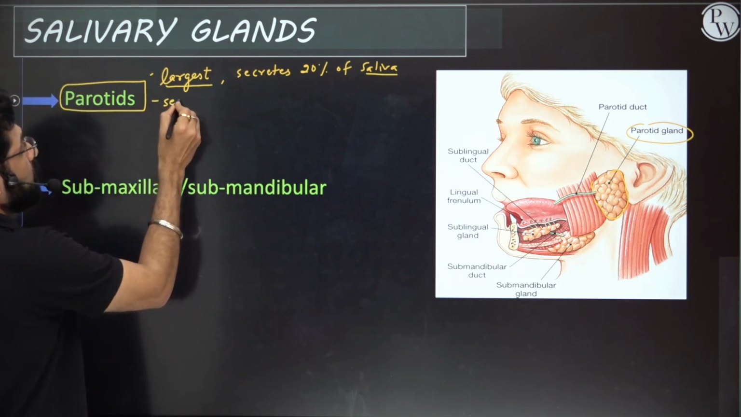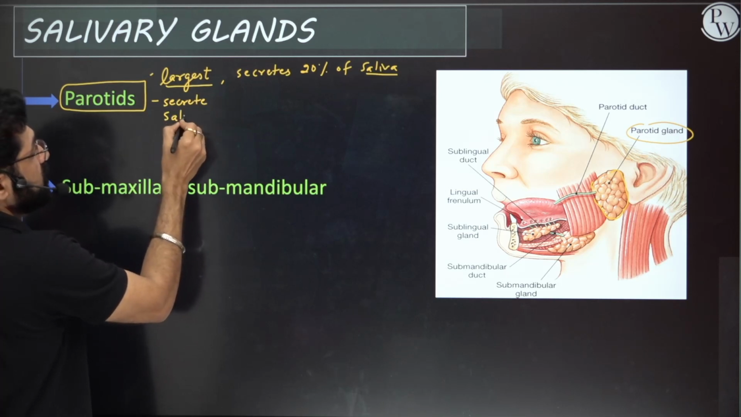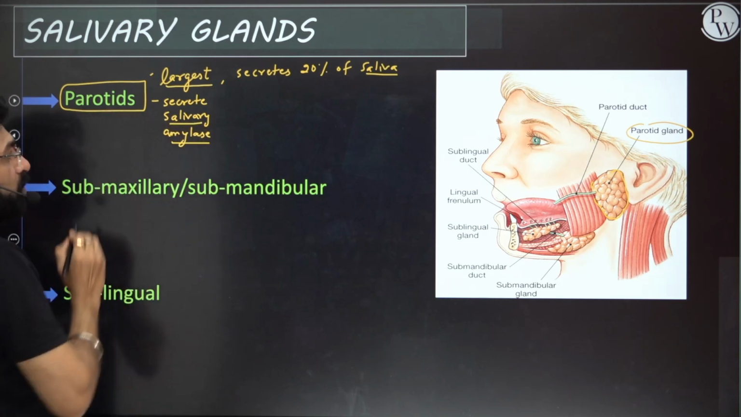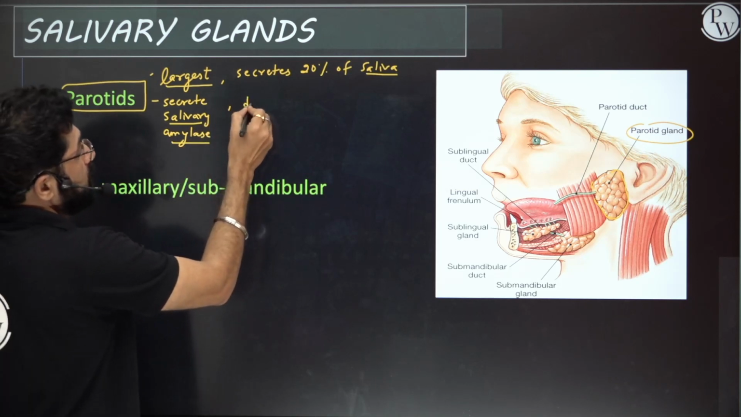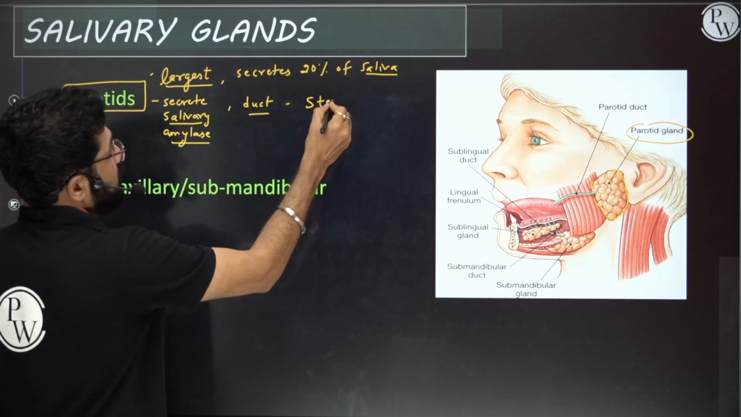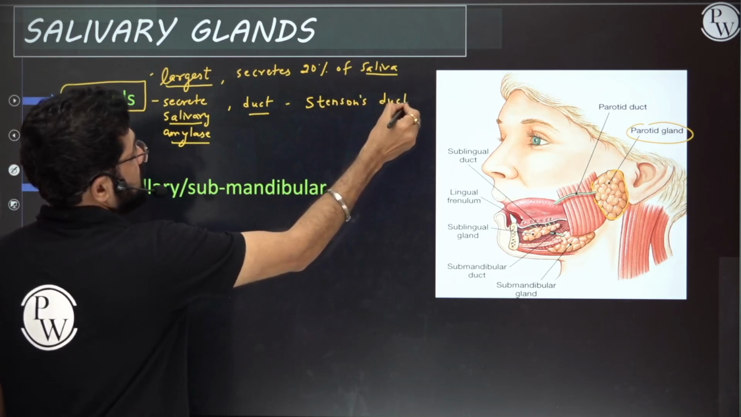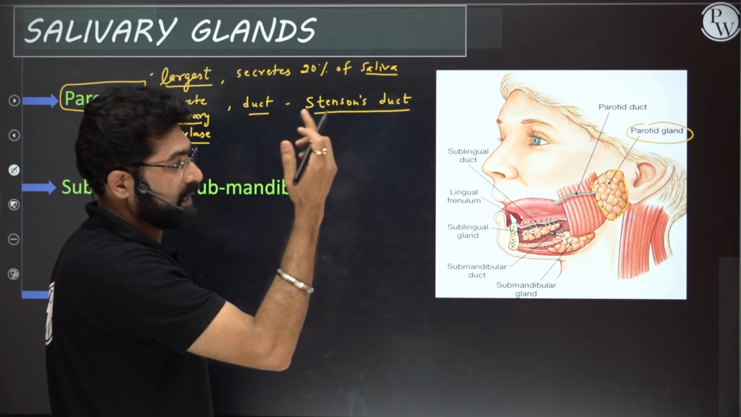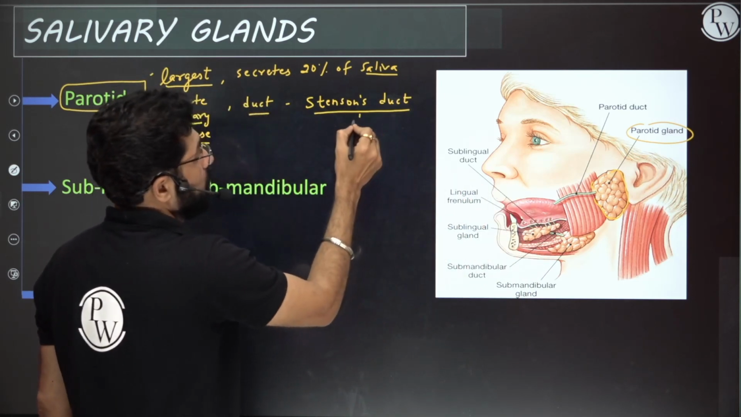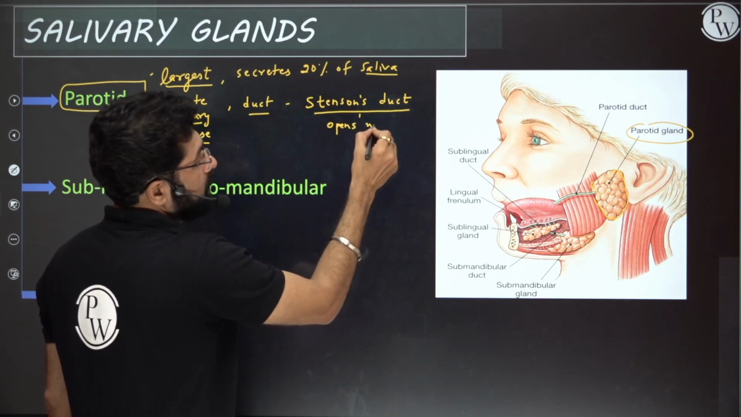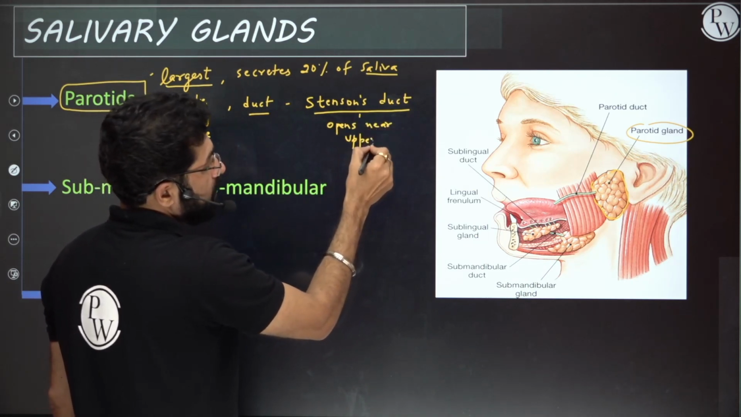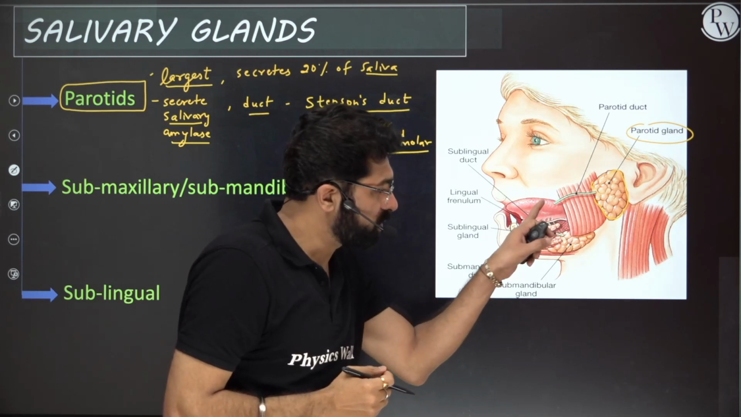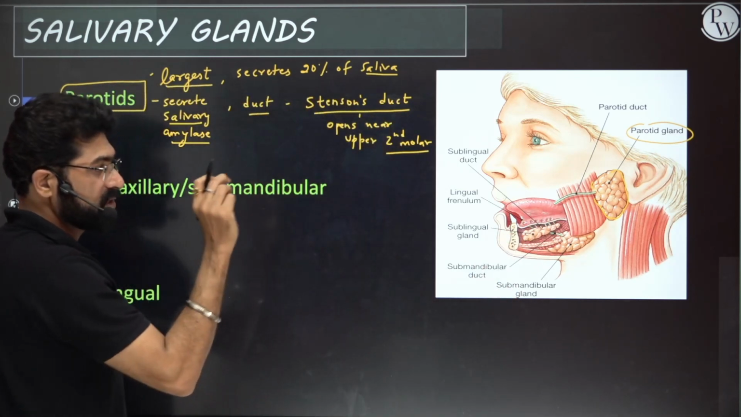The parotid gland secretes salivary amylase, or ptyalin. The duct associated is Stensen's duct. Stensen's duct carries the secretion of the parotid gland, and it opens near the upper second molar teeth.